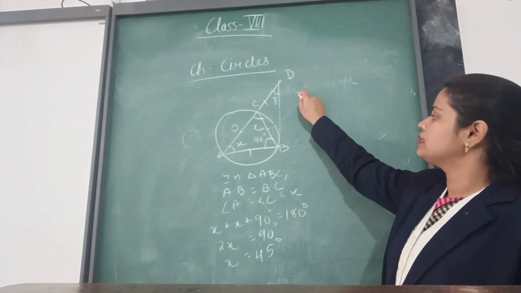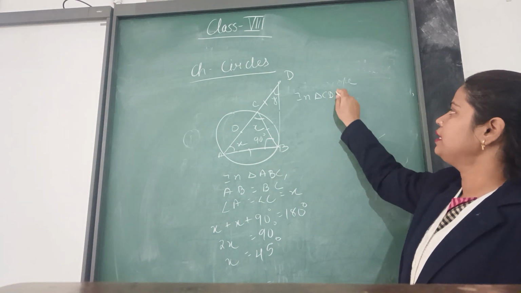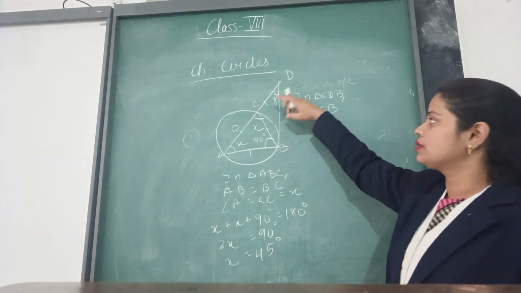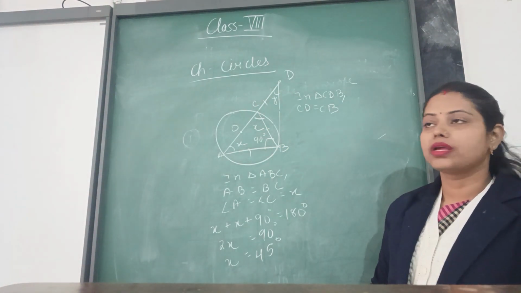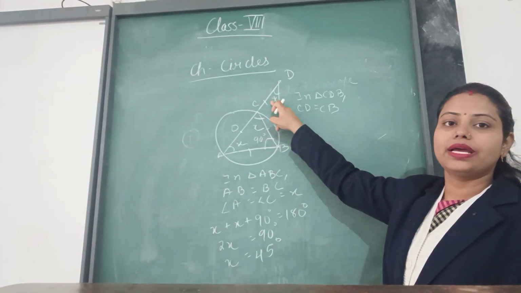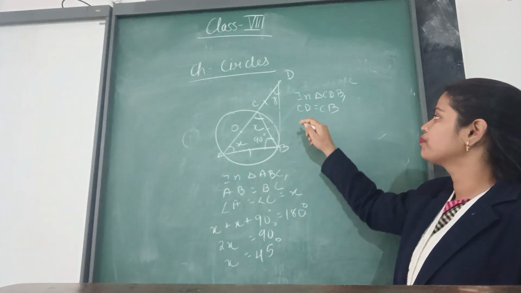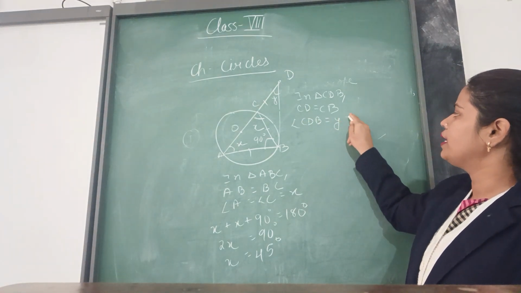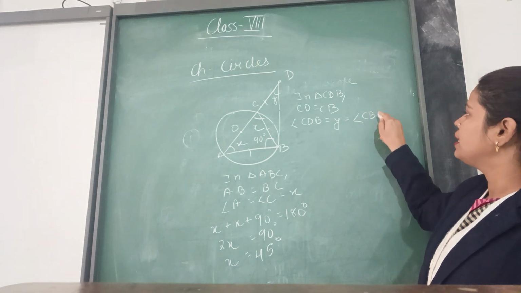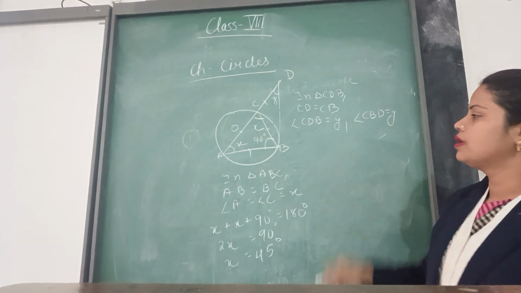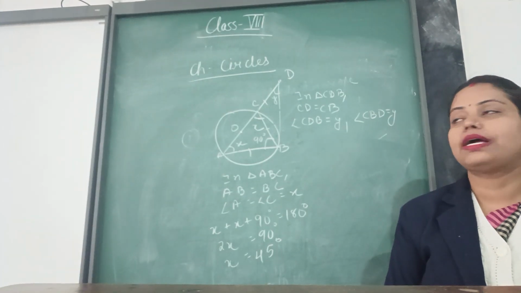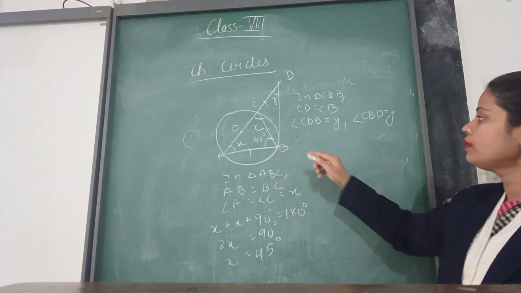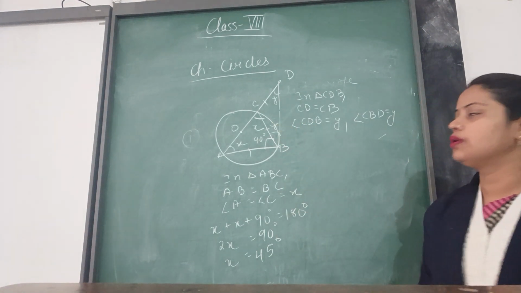Now we'll see the triangle CDB. In triangle CDB, CD is equal to CB. It is given in the question. So angle at point B must be equal to angle at point D by using the isosceles triangle theorem. So if angle CDB is equal to y, then angle CBD is also equal to y. So from here I can write down this angle to be y.